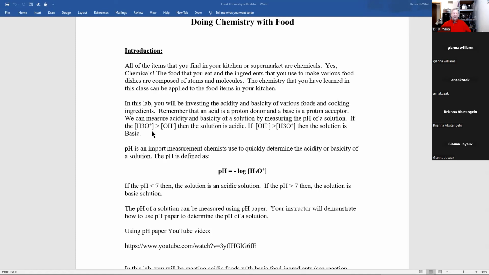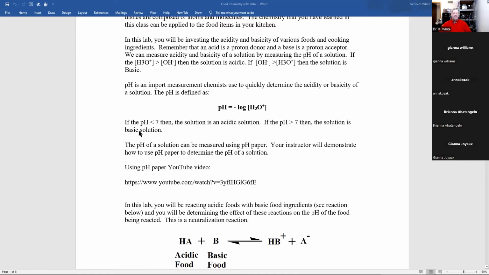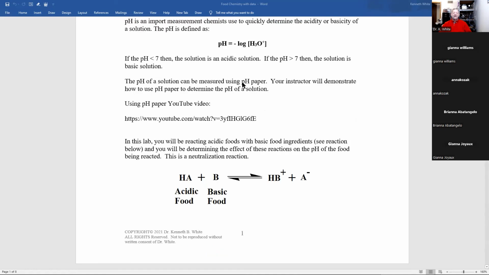If the hydronium ion concentration is greater than hydroxide, it's acidic. If the opposite is true, it's basic. Now, instead of just measuring those concentrations, we use pH. And here's the formula. Remember, pH less than 7, acidic, pH greater than 7, basic. And the pH of the solution can be measured by pH paper.